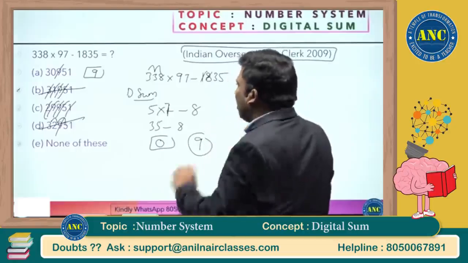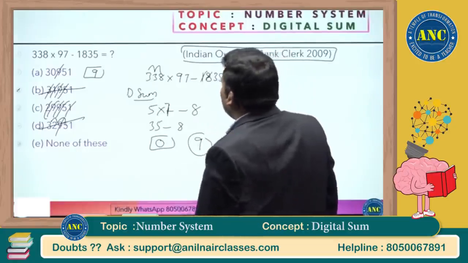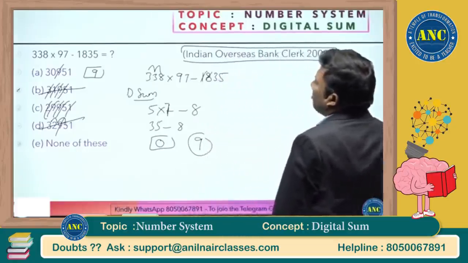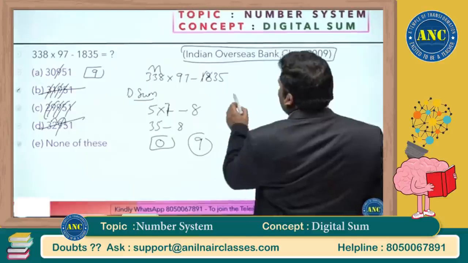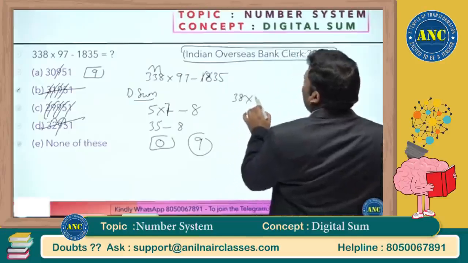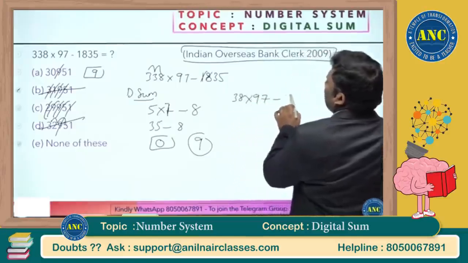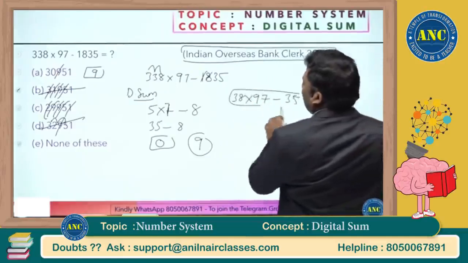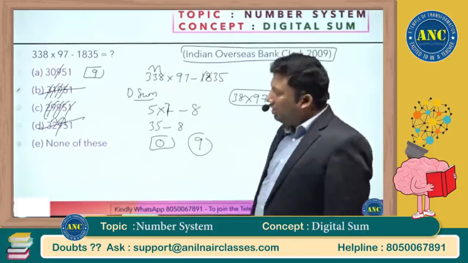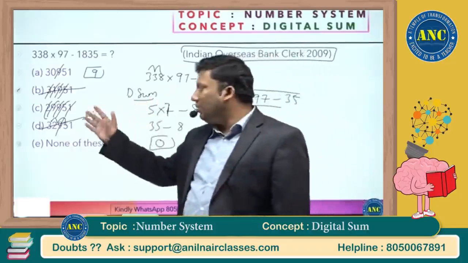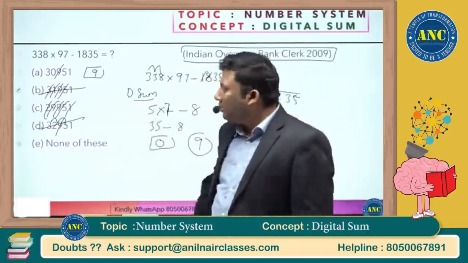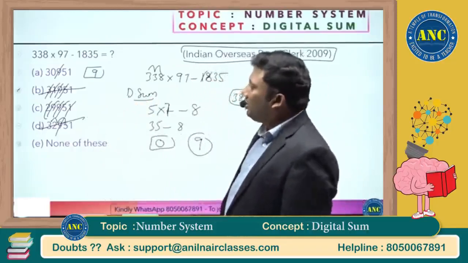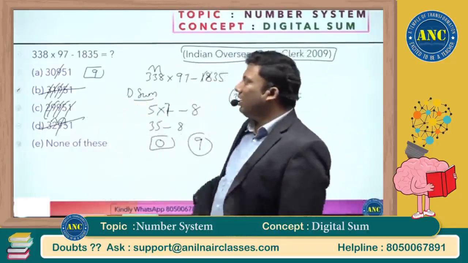What we will do is 338 into 97 minus 1835. Let me check with the last two digits whether it is definitely 51. 38 into 97. Check by using the last two digits. I hope it is clear. B, C and D are eliminated. Why? Because digital sum is not matching. We are at A and E.